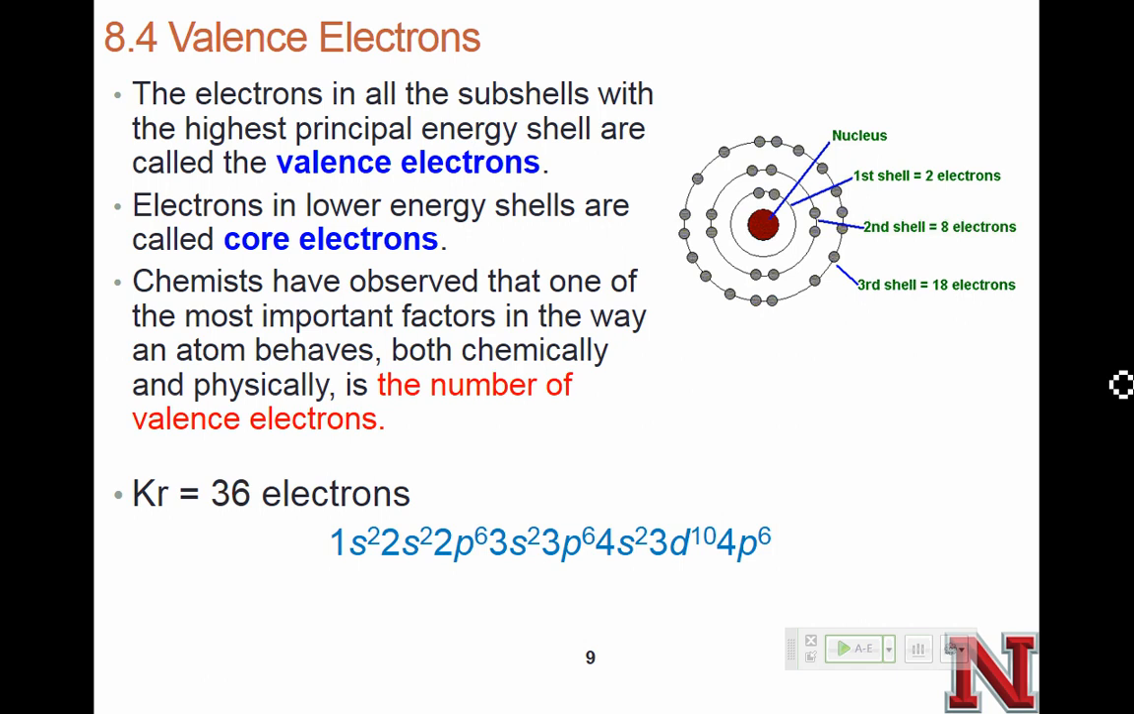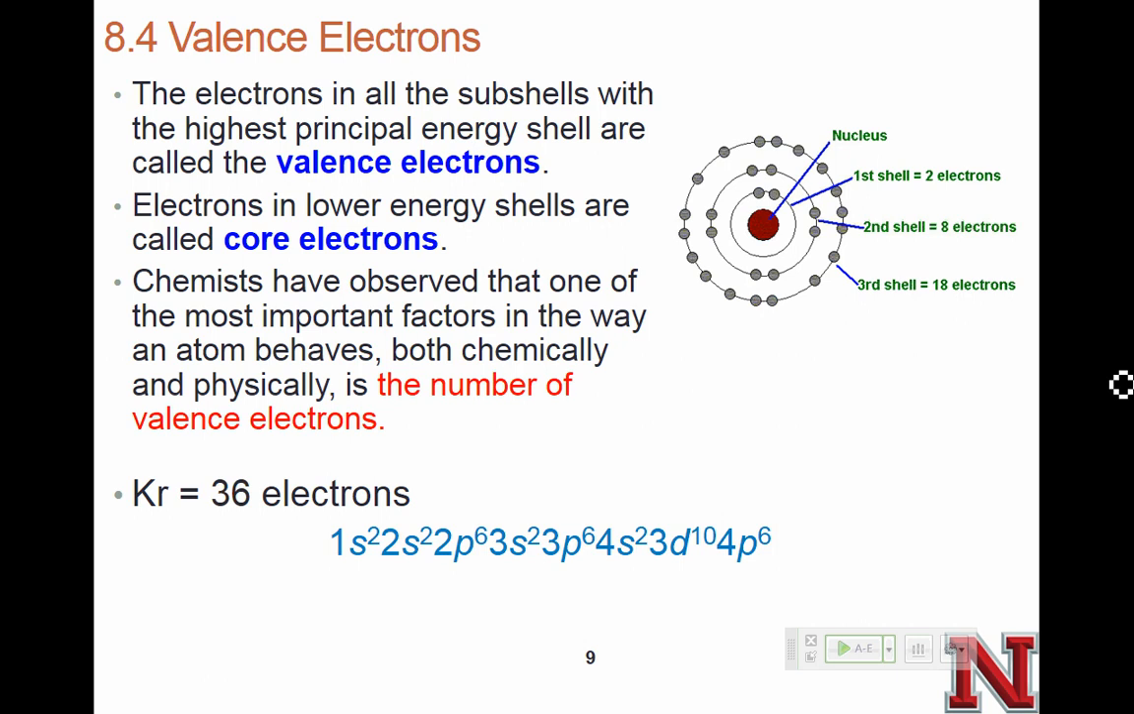So if we look at krypton, this is our full electron configuration. Krypton is one of our noble gases. It's number 36, so we have 36 electrons in the neutral species. We really don't form a lot of charged species with noble gases. They're pretty much not reactive, and we're going to look at why that is.